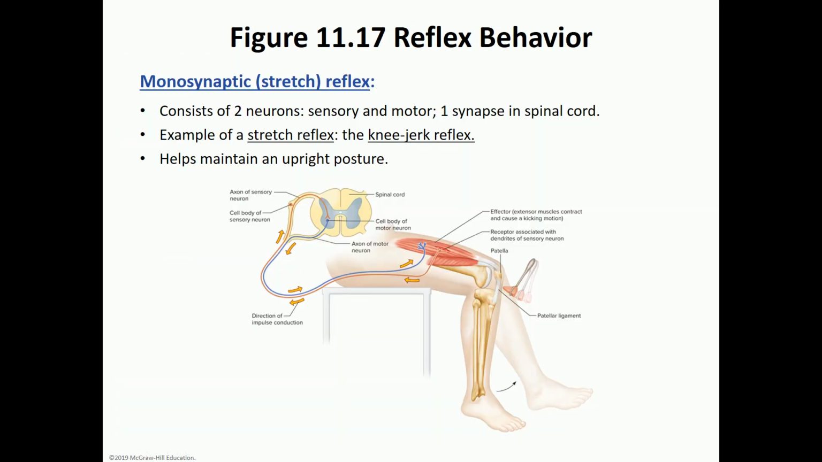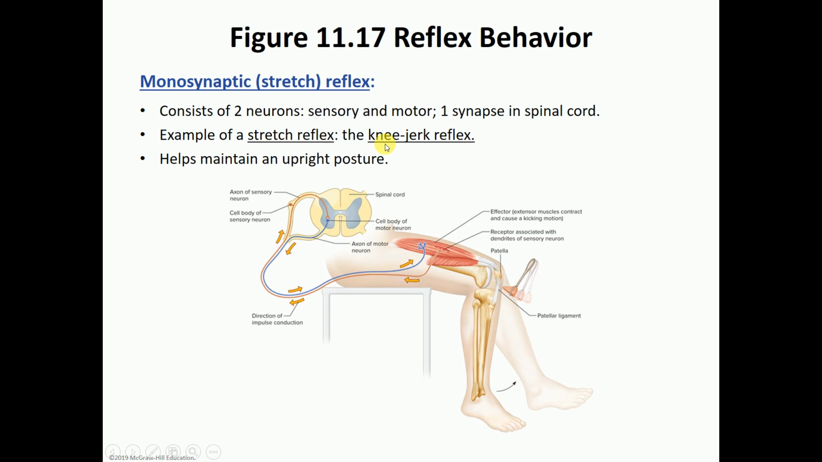This is a monosynaptic reflex, or a stretch reflex, and monosynaptic means that there is no inner neuron, so it's just sensory connecting directly to the motor. So a monosynaptic, or the stretch reflex, consists of two neurons, sensory and motor. Okay, and they both synapse in the spinal cord. And because there's just one synapse, it is known as the monosynaptic reflex. An example of it is the stretch reflex, also known as the knee jerk reflex.